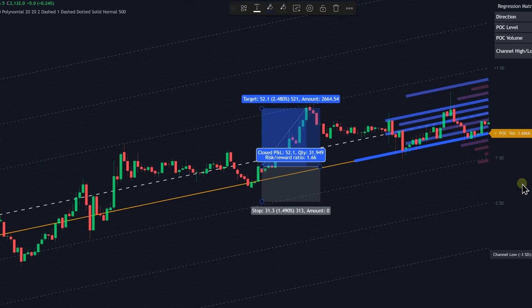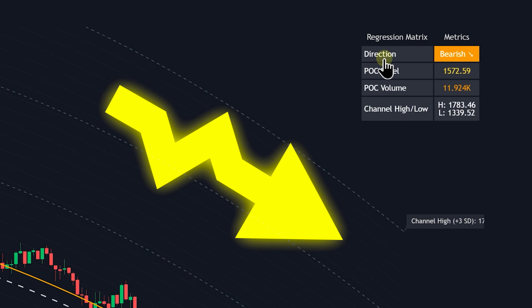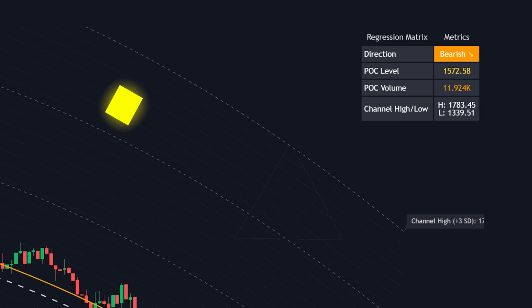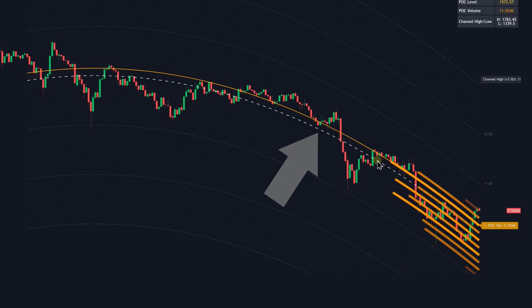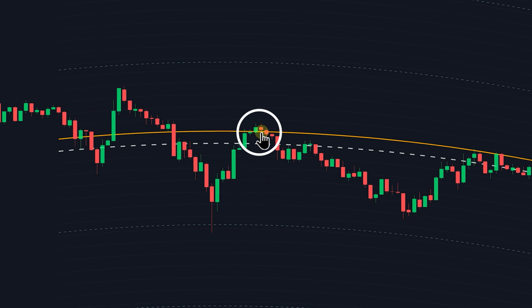For a sell position, we do the opposite. The first condition is that the dashboard should show a bearish direction, or the regression baseline should clearly be curving downward. This tells us that the model is favoring short positions. The second condition is that price should pull back into the POC.